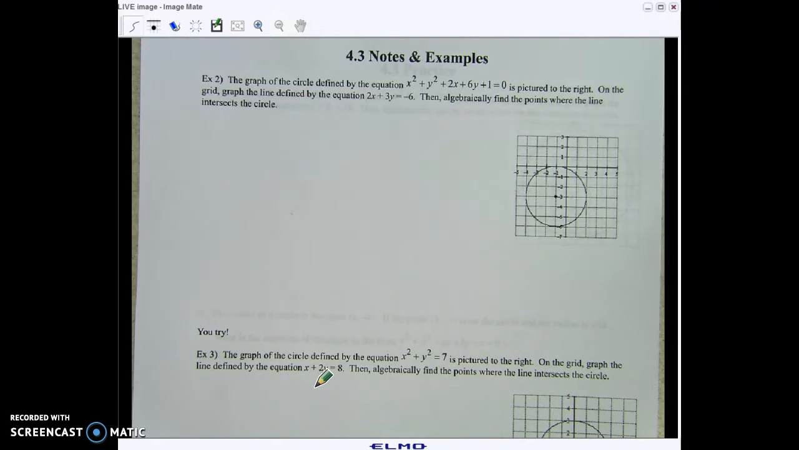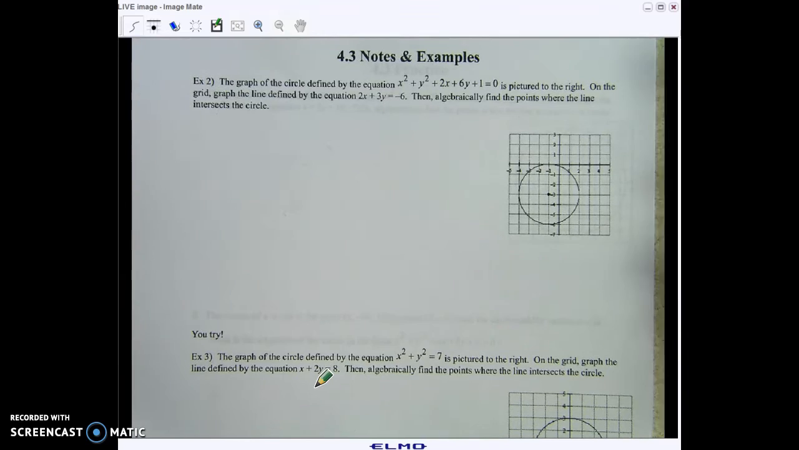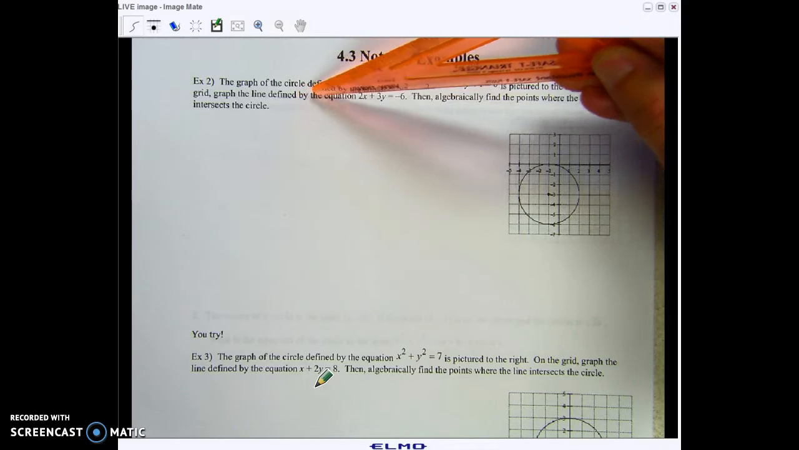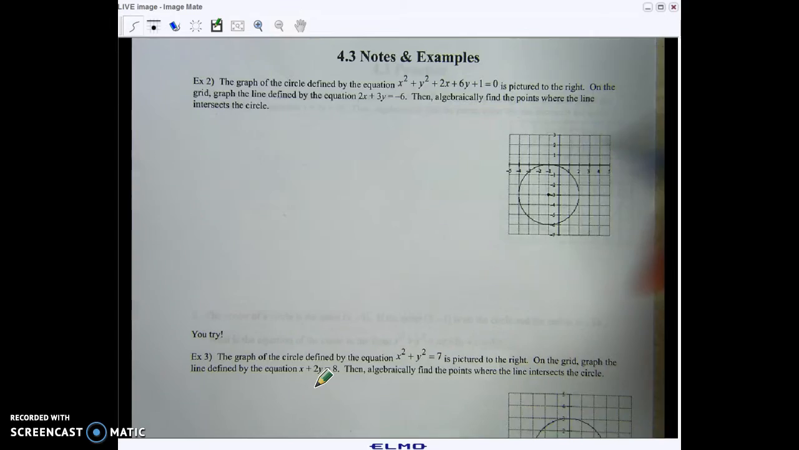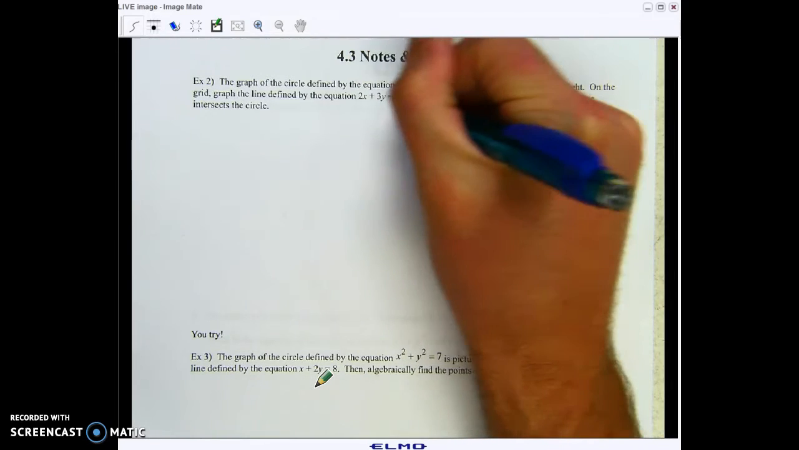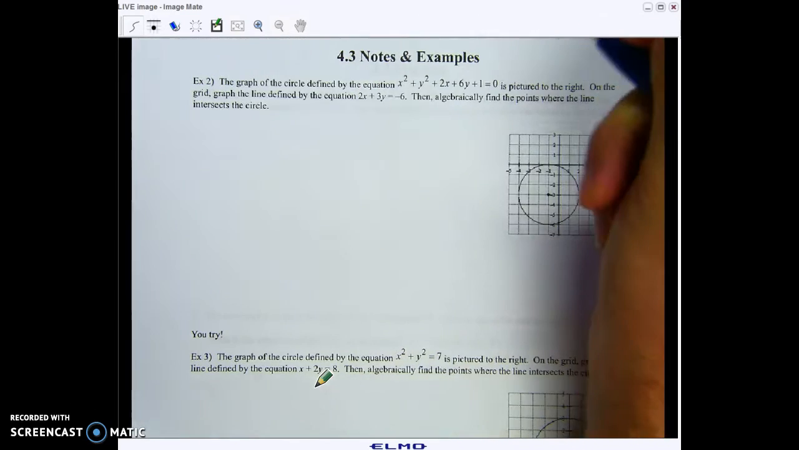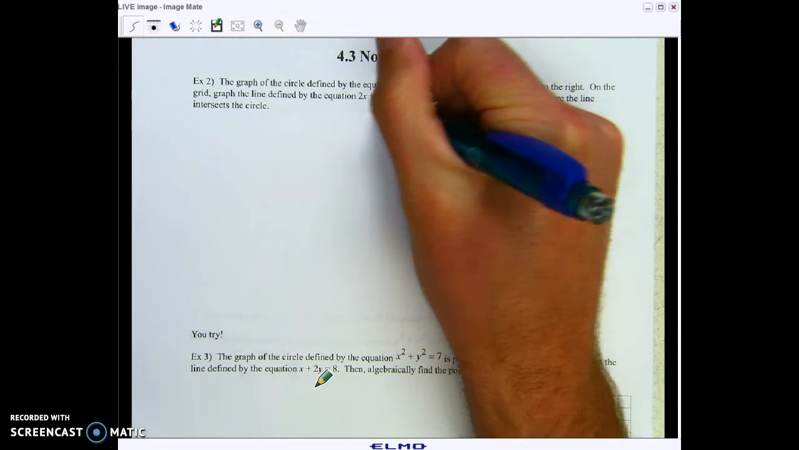And here we go. First of all, we need to look at what the question is asking us here, right? So for example 2, they're first stating that we are to graph the line defined by the equation 2x plus 3y equals -6. Okay, now I want to put that into slope-intercept form so I can graph that by hand with ease. So what I'm going to do is move the 2x over to the other side and then divide everything by 3. So let's see what happens here.